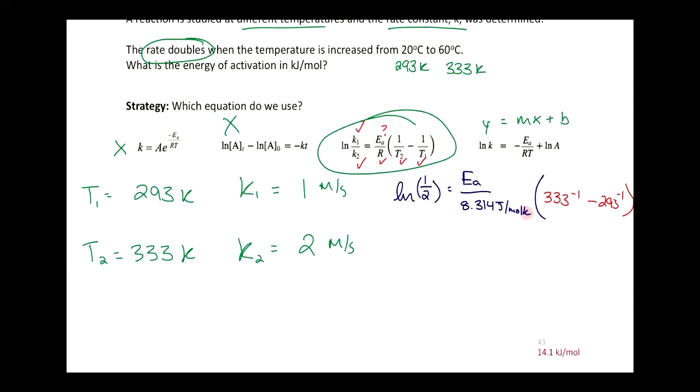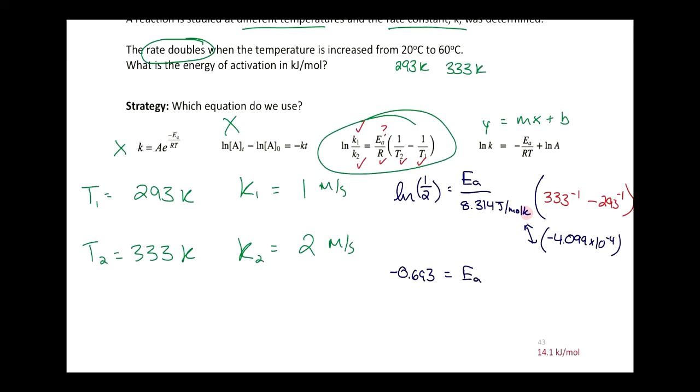Okay, so now you see there's just one variable, and we just need to isolate it. So if I do the temperatures there, if I take 333 to the negative 1 minus 293 to the negative 1, what comes out is negative 4.099 times 10 to the negative 4. All right. So I'm going to multiply by that denominator also. And so I get, let's clean this up. So natural log of 1/2 is negative 0.693 equals activation energy.